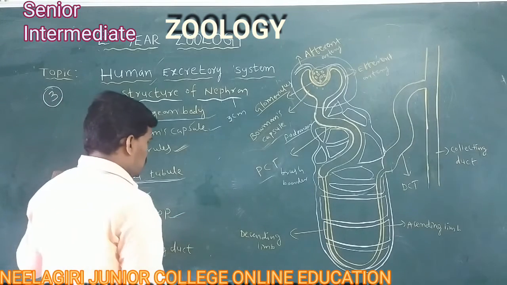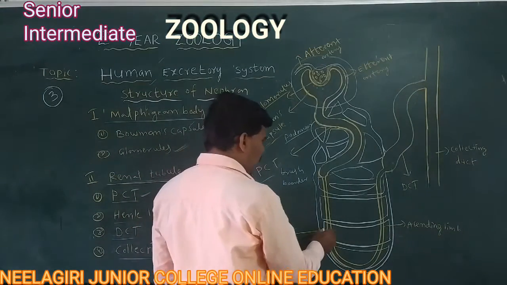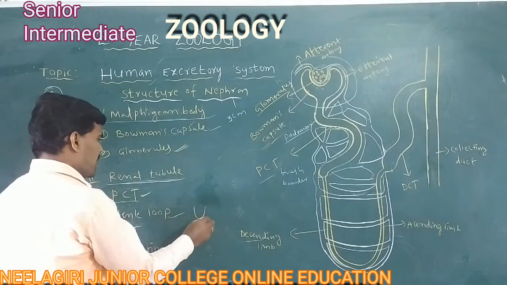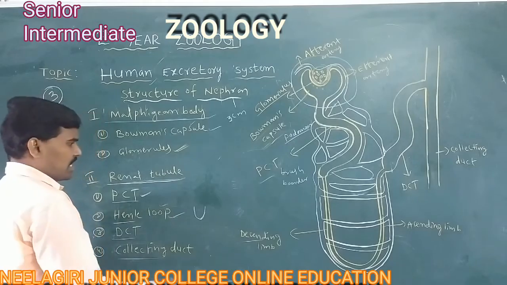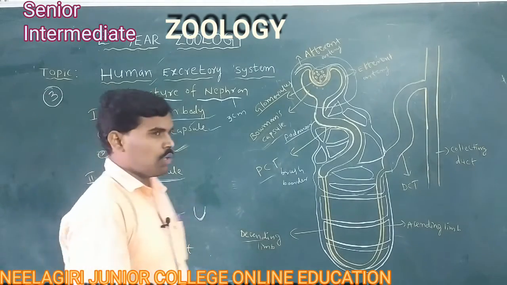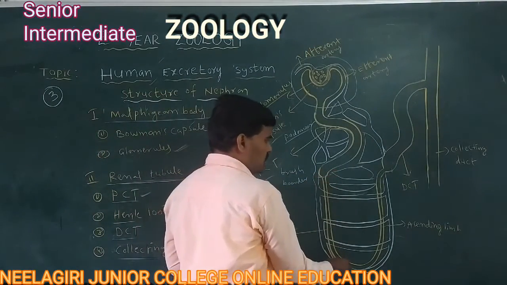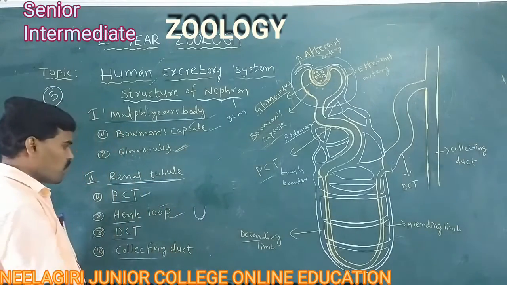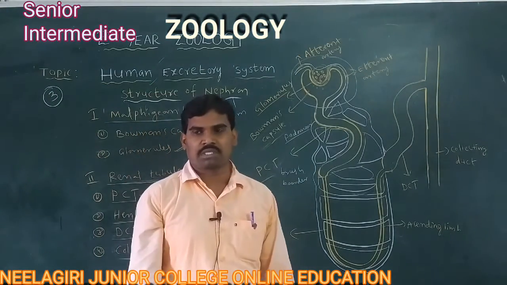The loop of Henle forms a U shape, with a descending limb and an ascending limb. The two limbs form the U shape of the loop of Henle. The fluid flows in opposite directions in the loop: the descending limb goes from the anterior part to the posterior part, and the ascending limb goes from the posterior part to the anterior part. The main function of the loop of Henle is the reabsorption of water.